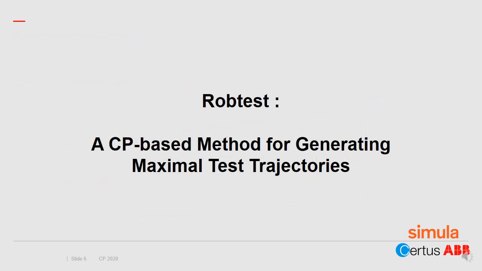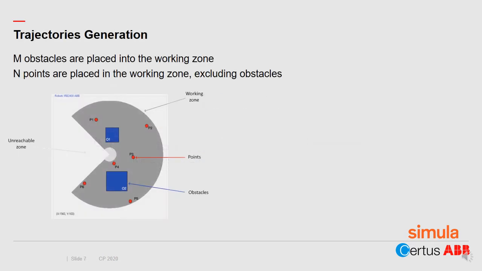The following part of this presentation is a presentation of RobTest, a CP-based method for generating maximal test trajectories. The goal of RobTest is to find a trajectory into the working space of the robot. So for this, we have a modelization of the robot workspace.